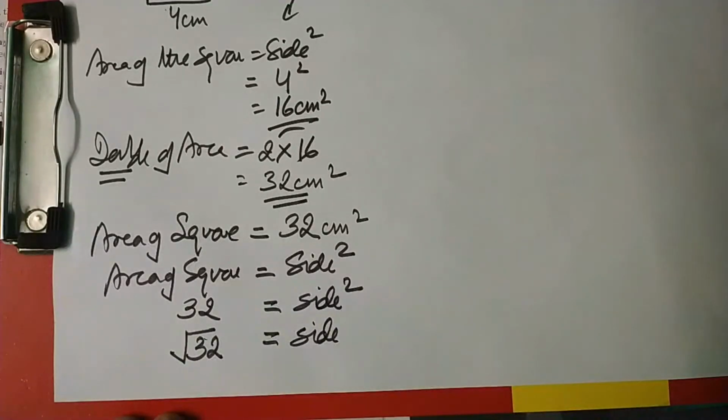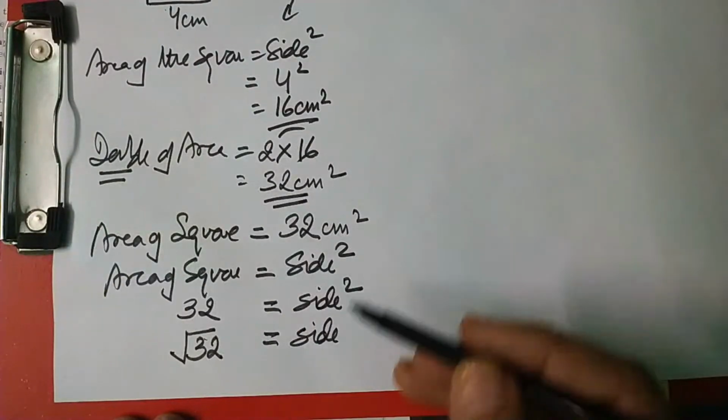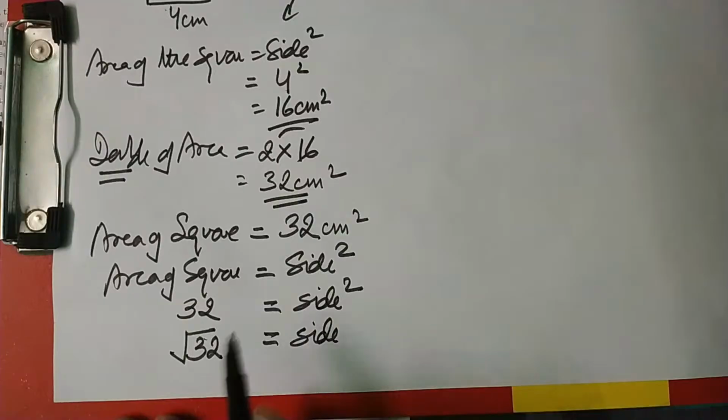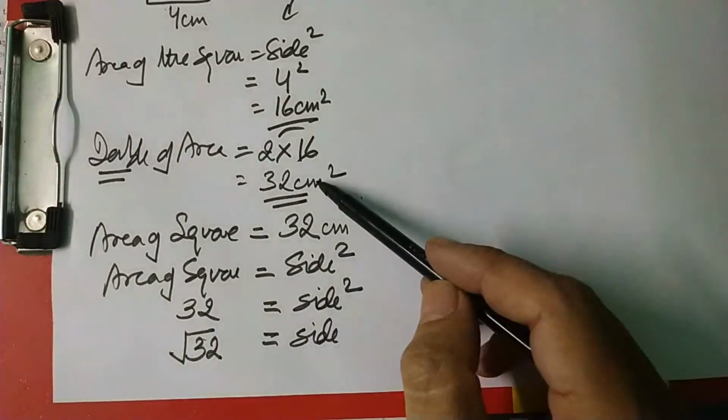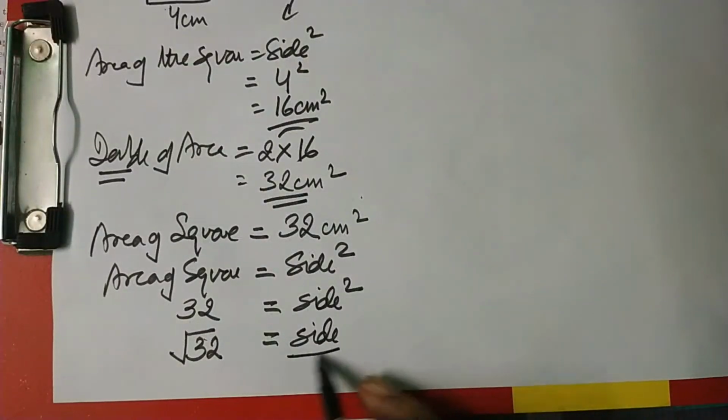The question says, construct a square with double its area. So we have done double. You have to construct. I have found the side. So the question says you have to construct, but you don't have to construct it. Just calculate. Double the area is 32 and you can find the side, because this thing you will use in question number 4.